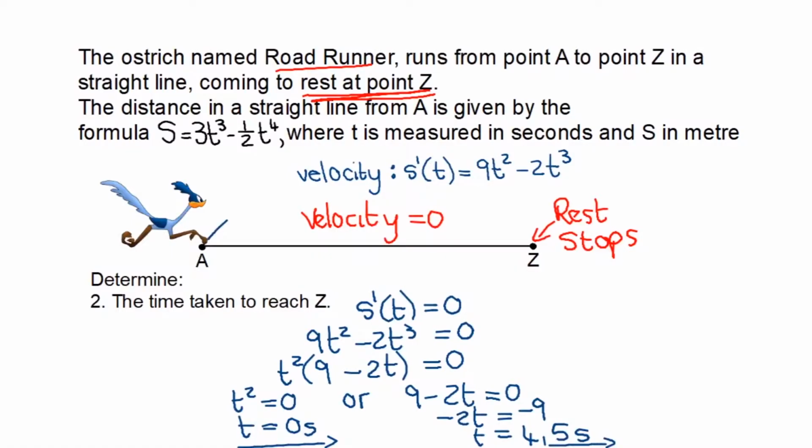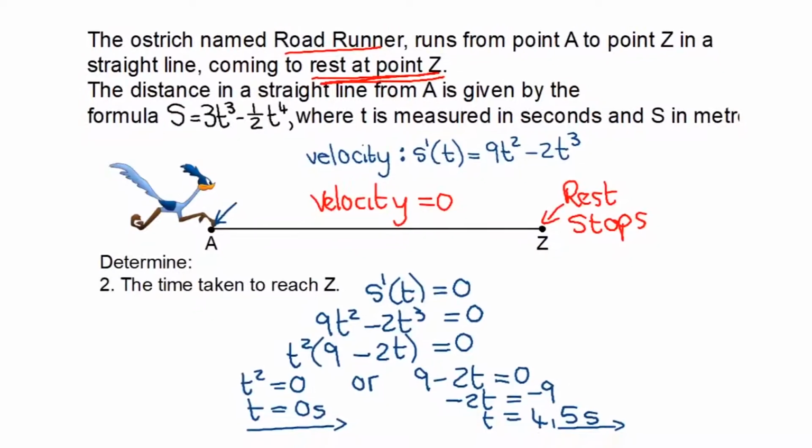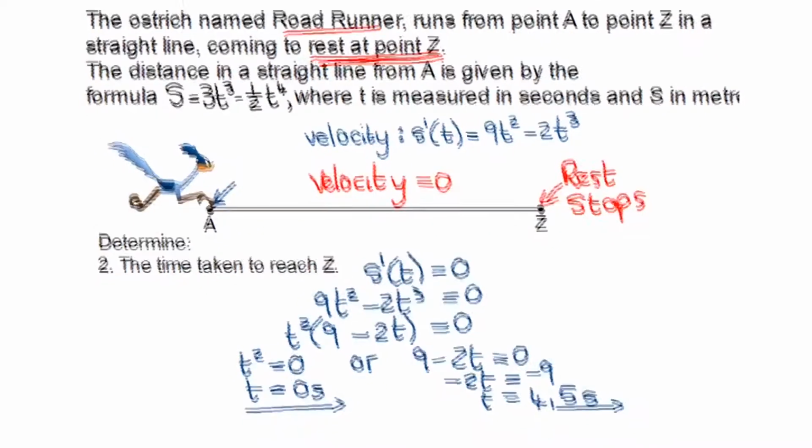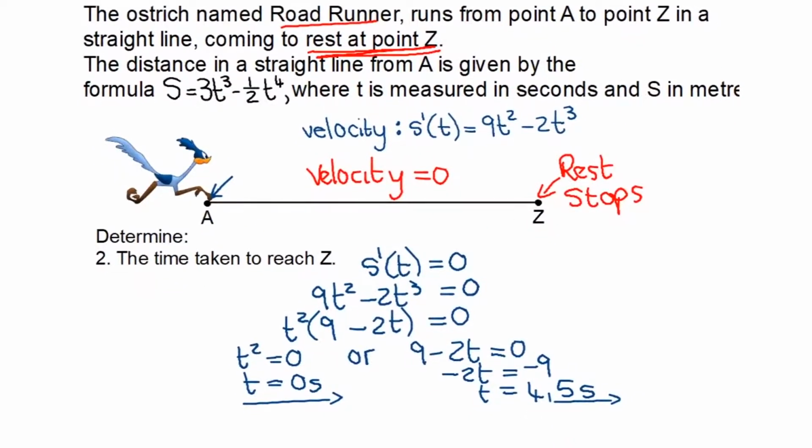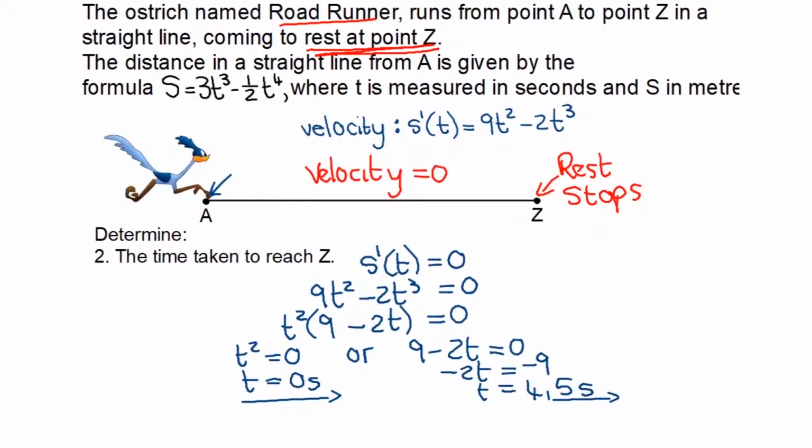And the velocity was 0 here in the beginning as well, because he did not start running yet. So this is what is actually happening at point A. The time at point A is 0 seconds. But the time taken to reach point Z will be this 4.5 seconds. So this is the time taken to reach point Z.